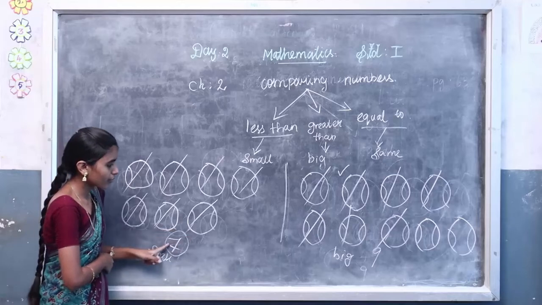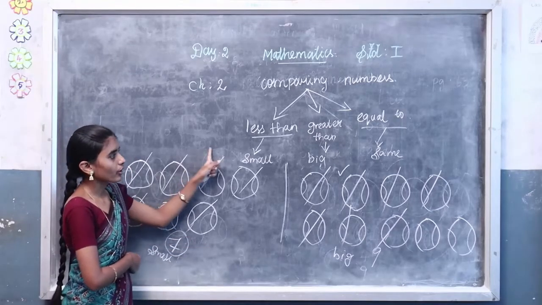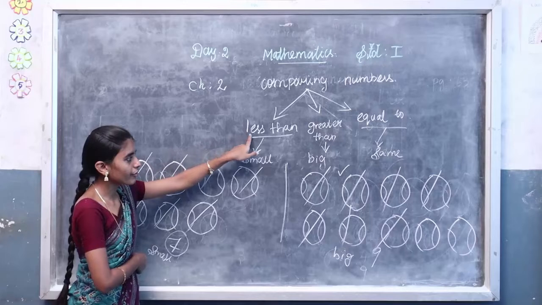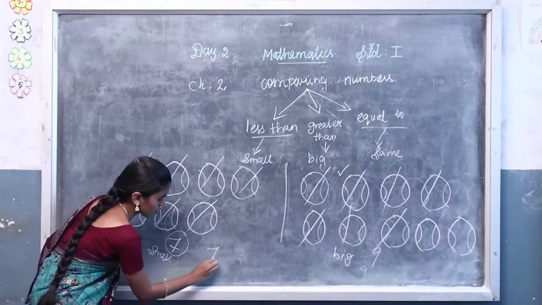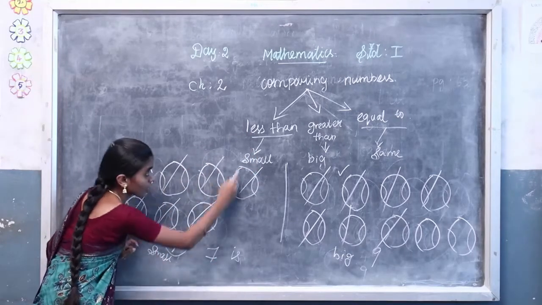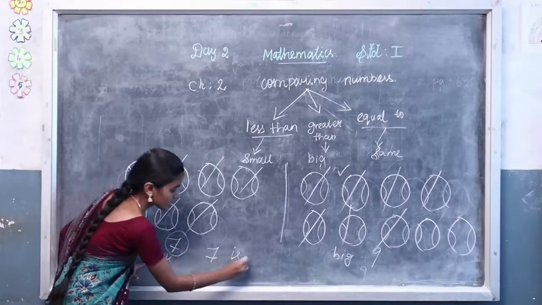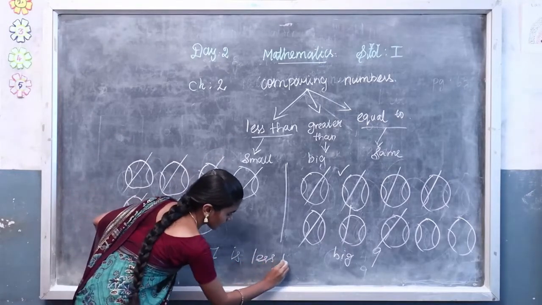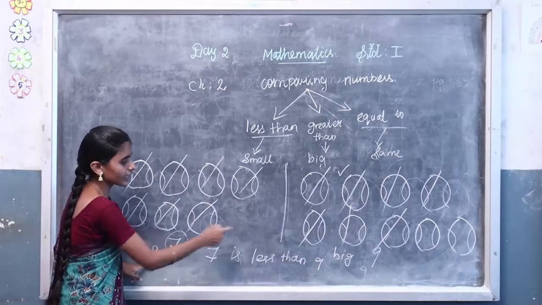So we found which one is the small group. So this is the small group. We have to use the word less than to indicate the small group. So 7 is less than 9.